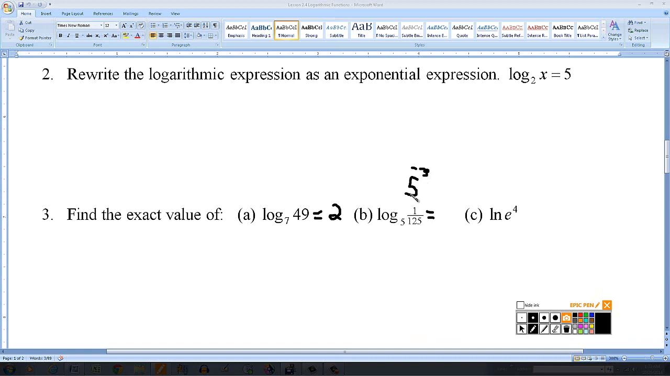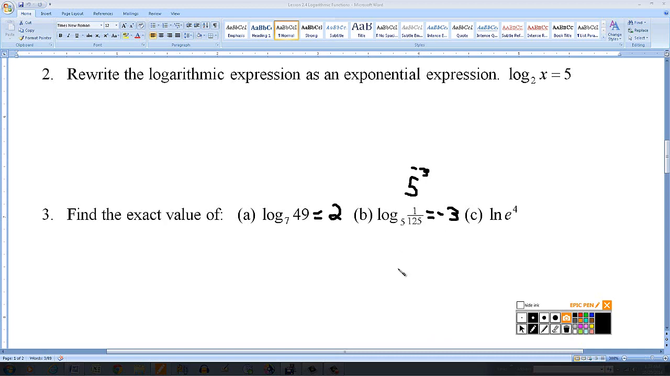Now let's look at this expression. Log of 5 to the negative 3 to base 5 is equal to what number? Again we're asking, 5 to what power is 5 to the negative 3? Well, it has to be negative 3. 5 to the negative 3, that's equal to 1 over 125. That's your answer.